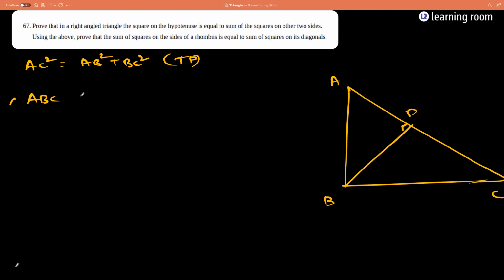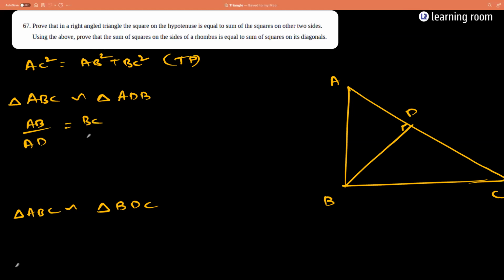You took the triangle ABC is similar to triangle ADB. Similarly, we took the triangle ABC similar to triangle BDC. Right. So what did we write here? AB by AD is equal to BC by DB is equal to AC by AB. Similarly, here I'll write AB by BD is equal to BC by DC is equal to AC by BC.